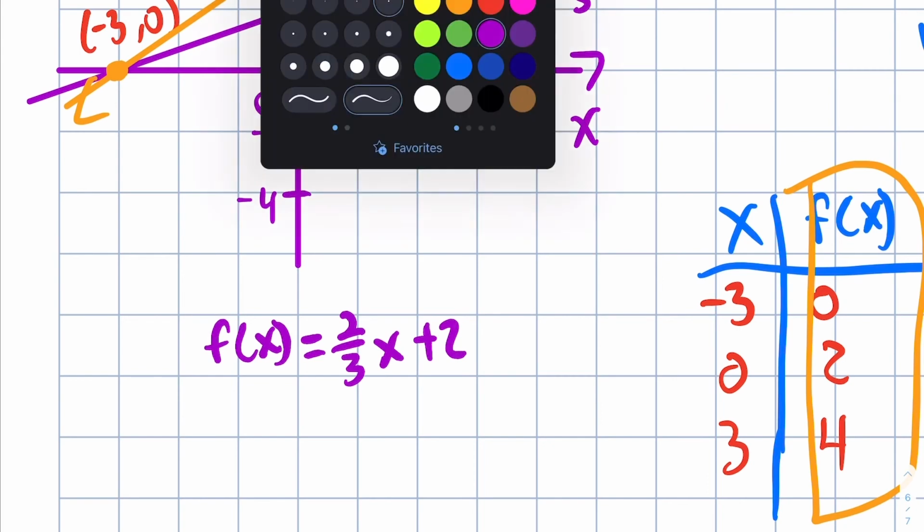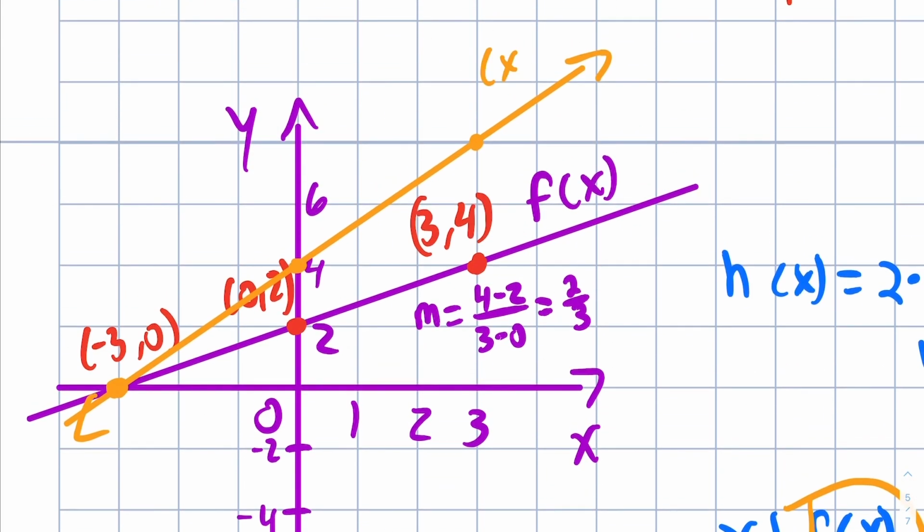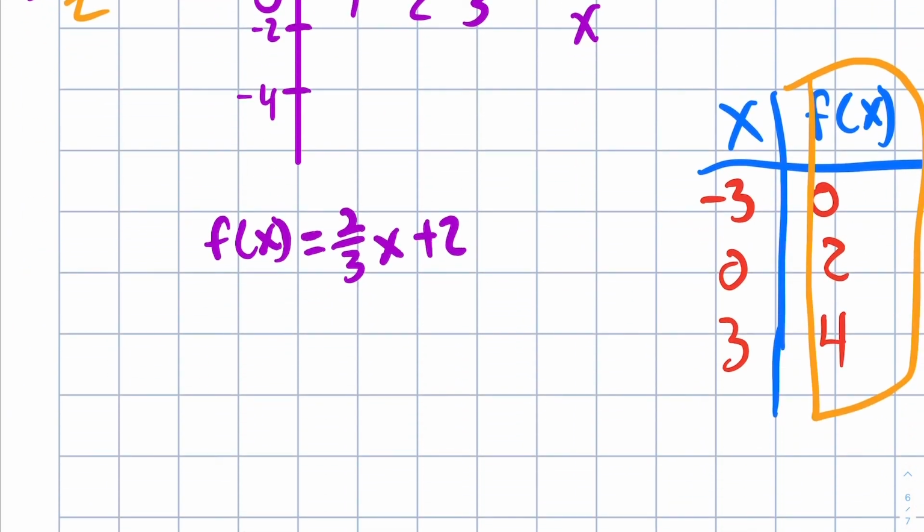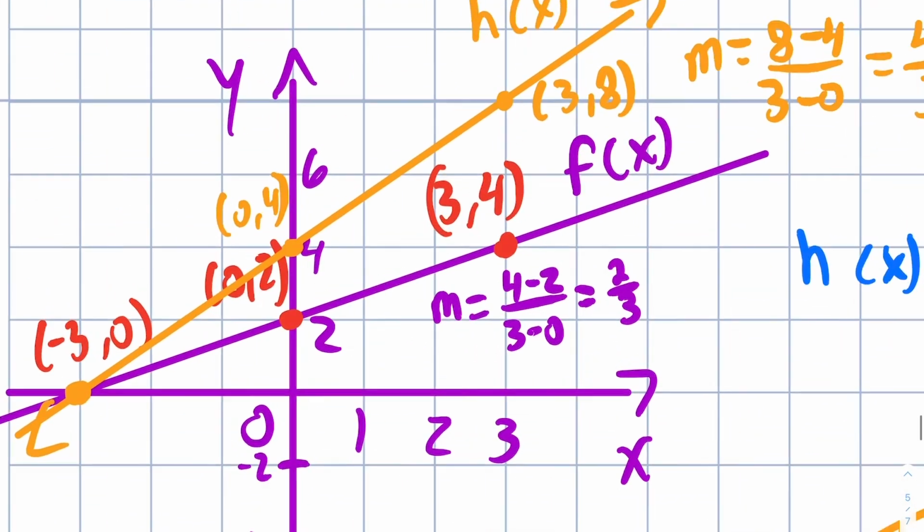Then we had the orange line, h of x. And h of x, some points on it were (3, 8) and (0, 4). So let's find that new slope. M equals 8 minus 4 over 3 minus 0, which leaves 4 over 3. H of x equals 4 over 3 times x, because that's the slope, and then the y-intercept is 4.